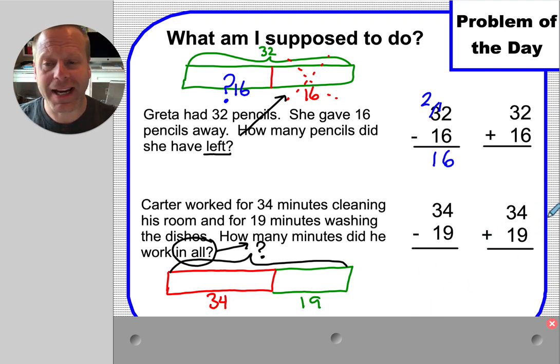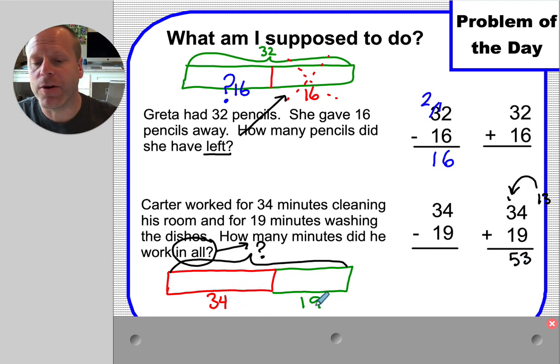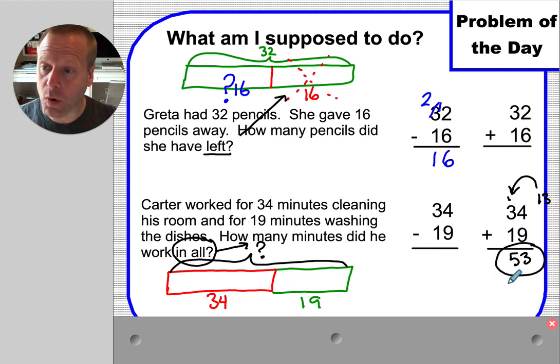4 plus 9 is 13. 13 has a 3 in the ones place and a 10. So I'm going to regroup that 10 over. 3, 4, 5, 50. And that makes sense because if I have 30 and I add about 20 more, I should get about 50. This model helps me get the answer, of course, but it also helps me check my answer.